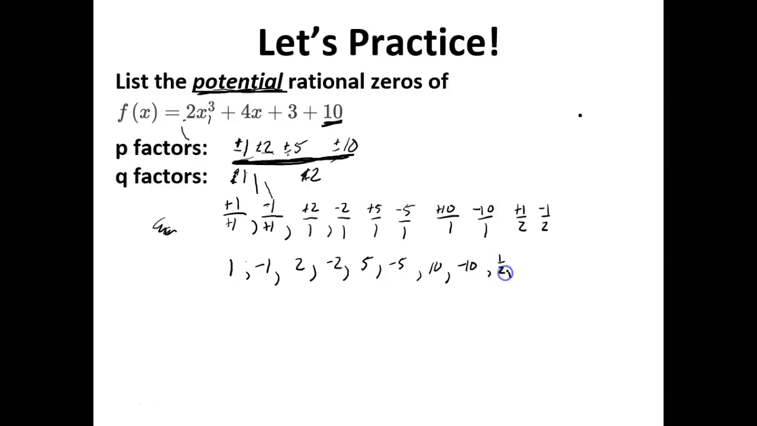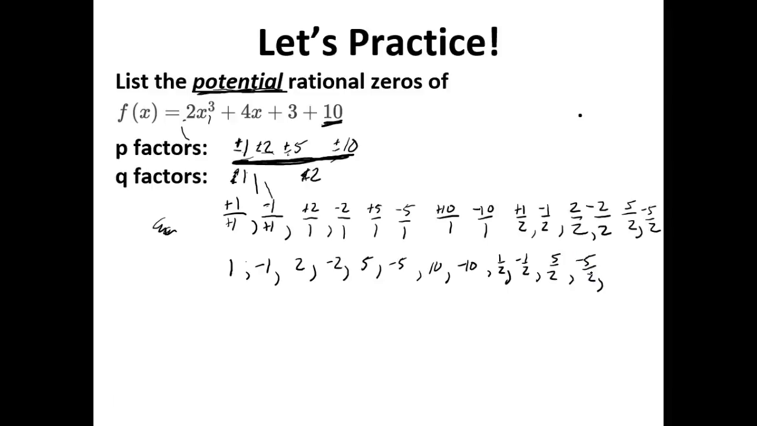So 1/2 or negative 1/2. We could have positive 2 over 2 or negative 2 over 2. If we do positive 2 over 2, that's 1. We already listed it. Negative 2 over 2 is negative 1. We already listed it. We could do positive 5 over 2 or negative 5 over 2. We haven't listed those yet.